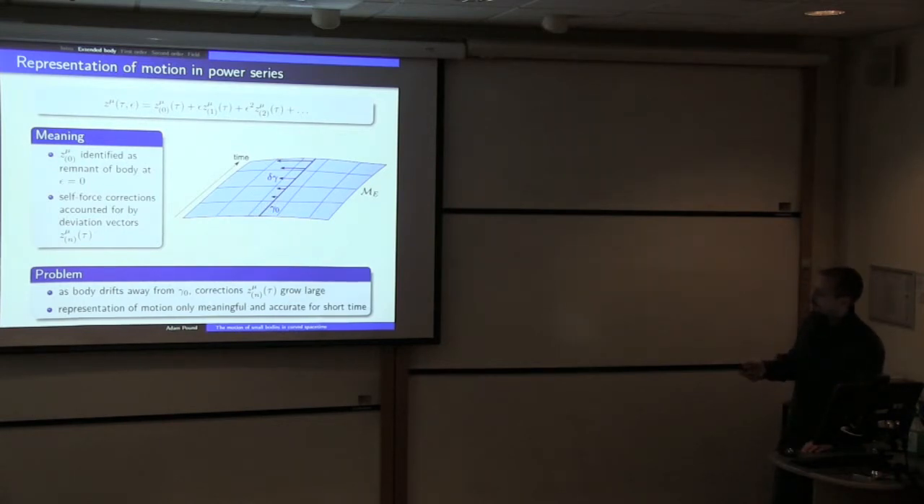And the corrections are deviation vectors defined on that world line. So I have a 0th order world line, and then I have deviation vectors pointing away from it. And that's where the self-force comes into play, in finding evolution equations for these deviation vectors.